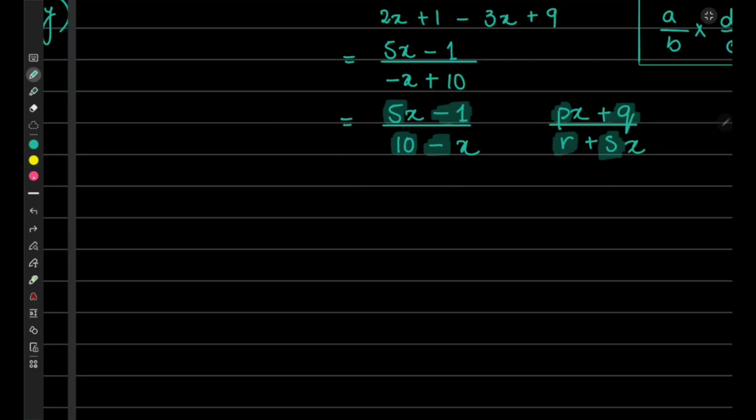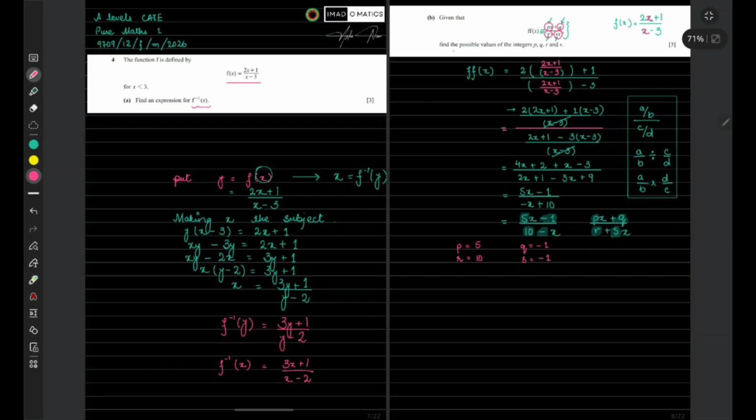So that gives us p equals 5, q equals minus 1, r equals 10, and s equals minus 1. So these are the possible values of p, q, r, s. So this is all about question number 4.